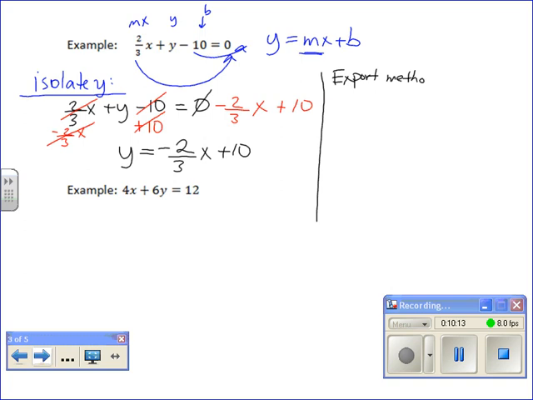So let's do the same question with the export method. So 2/3 x plus y minus 10 equals 0. Okay, let's go ahead and export this guy over to the other side. If I export him over to the other side, he becomes negative 2/3 x. Okay, negative 2/3 x, so it's gone on the left-hand side. And I could also go ahead and export that 10 over. It's a negative 10 on the left, so it'll be gone, and it'll become positive 10 on the other side.